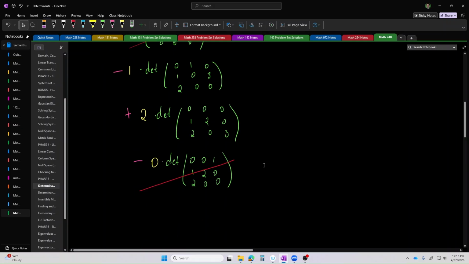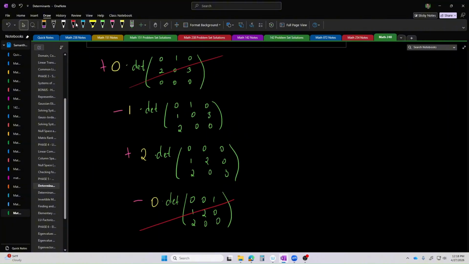Now, let's think in particular about what would happen with this third term. Let me zoom in on this third term for a minute and think about what it would look like to calculate the determinant of this 3 by 3 matrix. Notice that all of the entries in the top row are zeros. So the determinant of this 3 by 3 would become 0 for sure, right? And so that would eliminate this middle term as well.